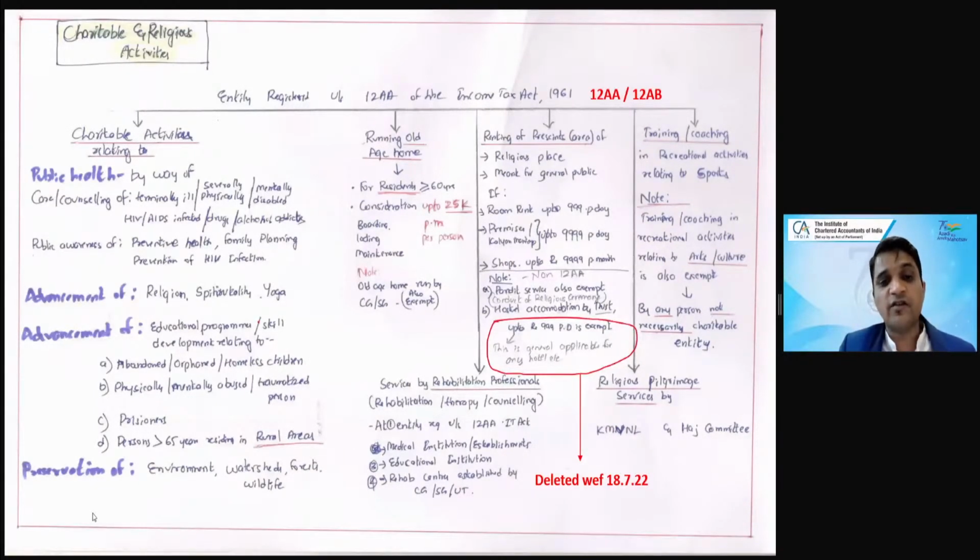Then the service of rehabilitation professionals. If this rehabilitation professional provides services to an organization which is a charitable organization, or a medical institution or an educational institution, to any of these organizations, if they provide rehabilitation services, that is also exempted.